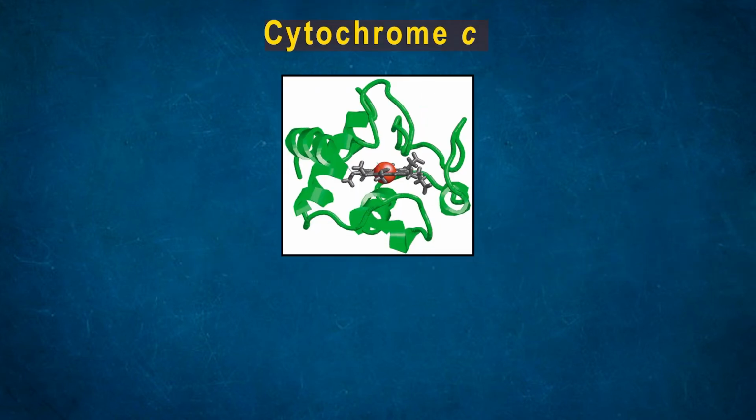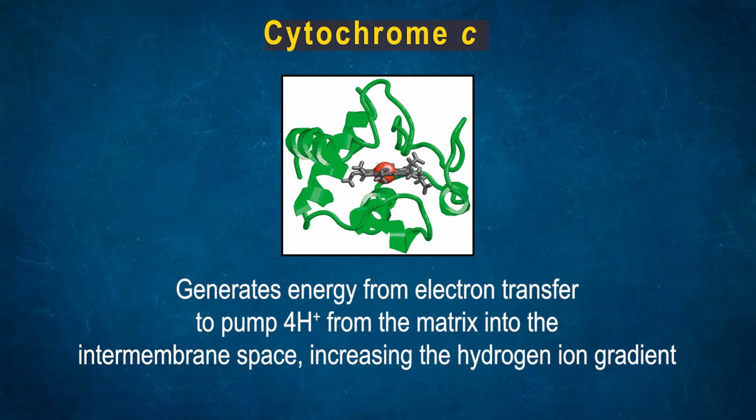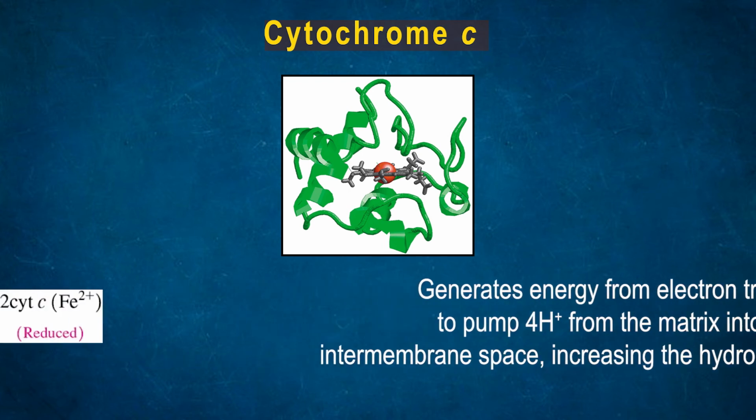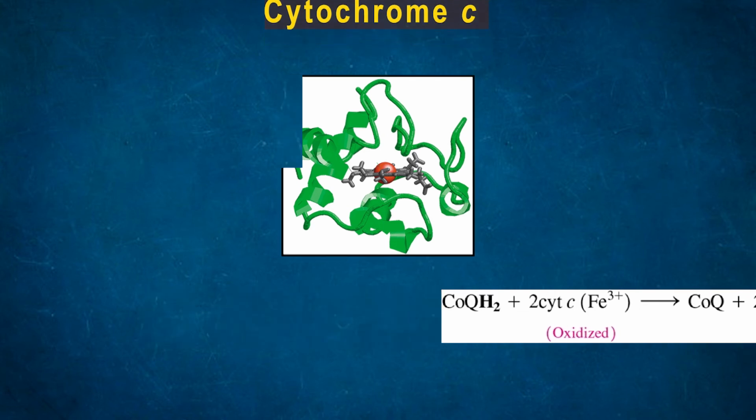Now cytochrome C contains Fe3+ and Fe2+; it is reduced to Fe2+ and oxidized to Fe3+. It generates energy from electron transfer to pump 4H+ from the matrix into the intermembrane space, increasing the hydrogen ion gradient. So CoQH2 plus 2 cytochrome C Fe3+ gives rise to CoQ plus 2H+ plus 2 cytochrome C Fe2+, that is in the reduced state from the oxidized state.